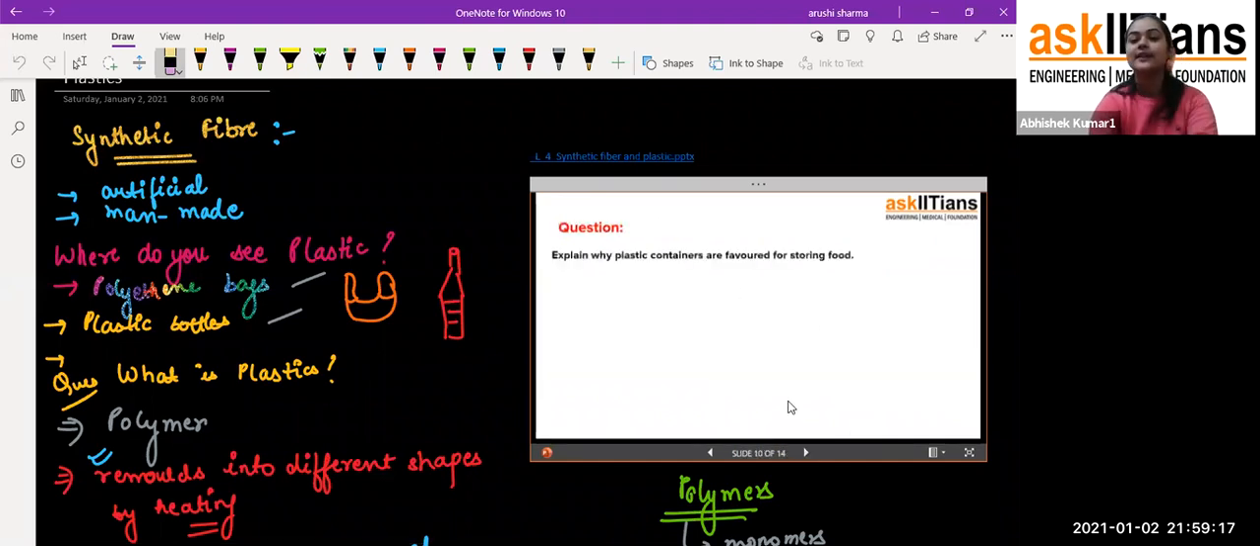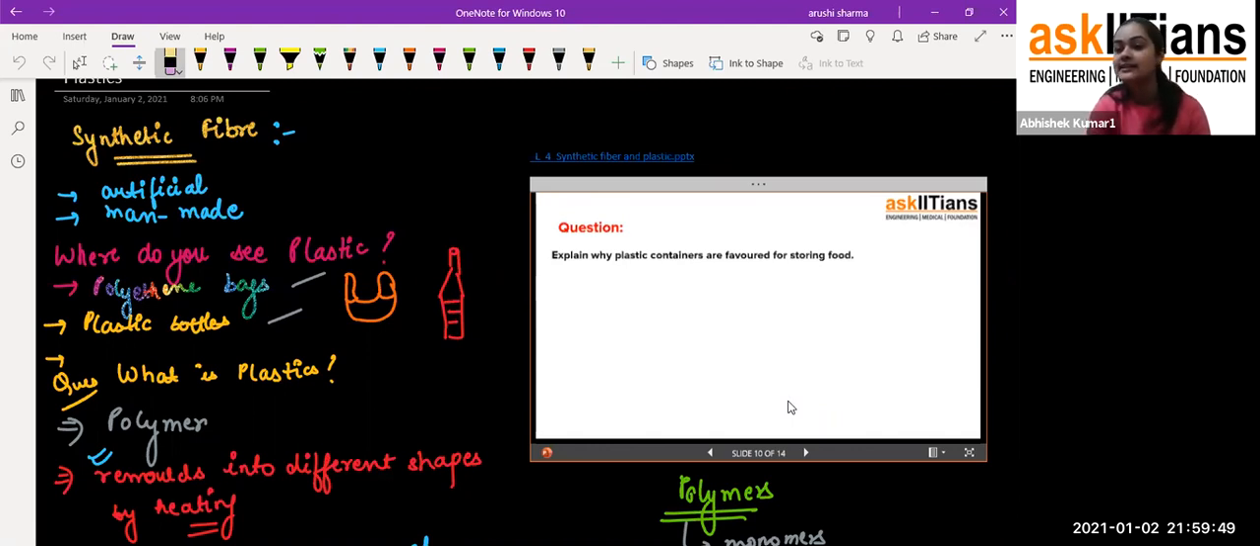Okay, so explain why plastic containers are favored for storing food. We have foods, and why do we prefer plastic? Not only for storing food, but when we get chips and chocolates from the market, they all have plastic wrapping. It's not like we get chips or chocolates in iron boxes or metal boxes. So why do we prefer plastic for storing food?